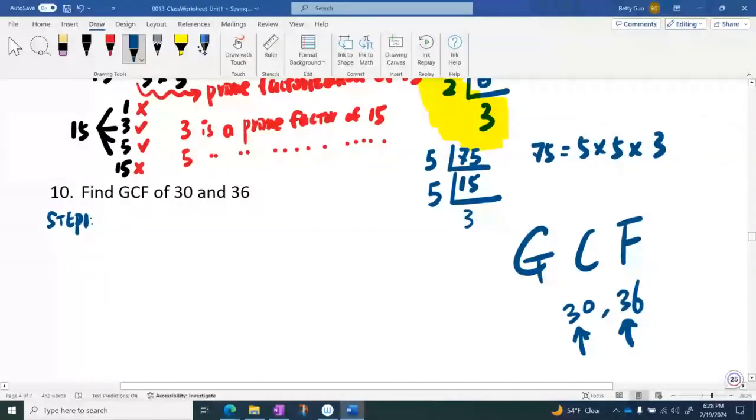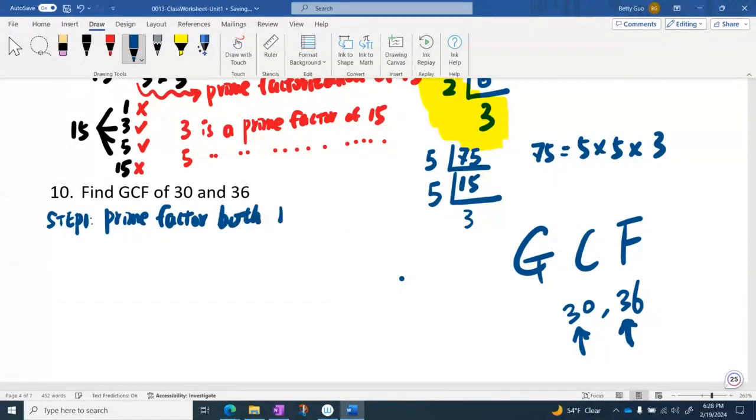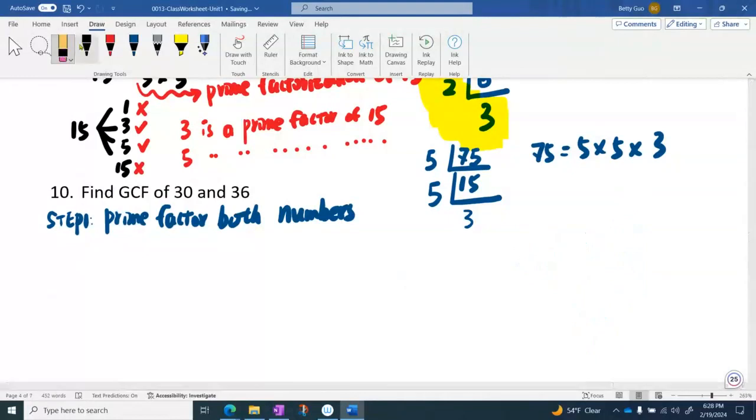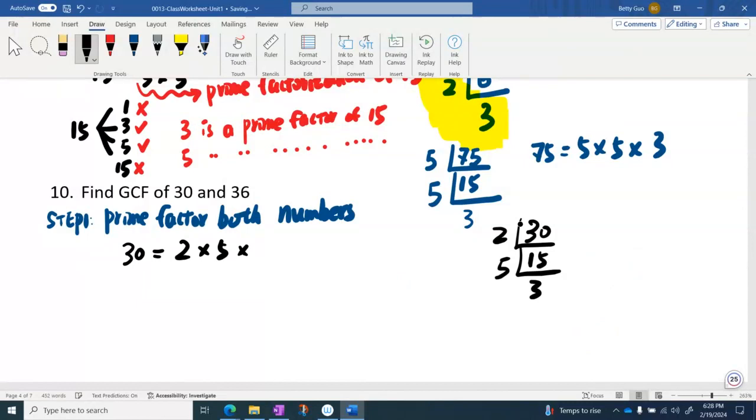The first step is to prime factor both numbers. So we can do 30 and 36 separately right here. 30 is even. Divide by 2, have 15. 15 is 5 times 3 or 3 times 5. So we have 30 equals 2 times 5 times 3.